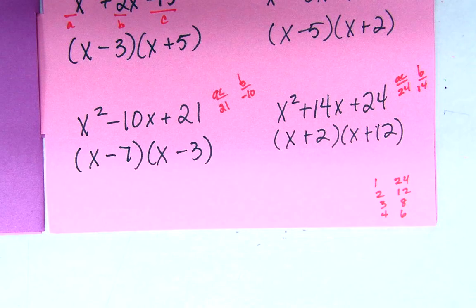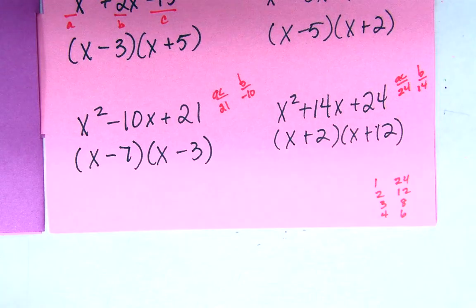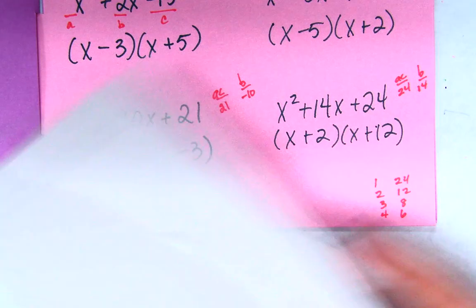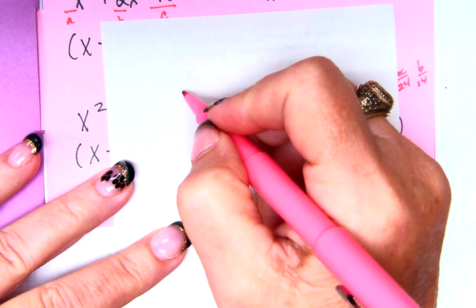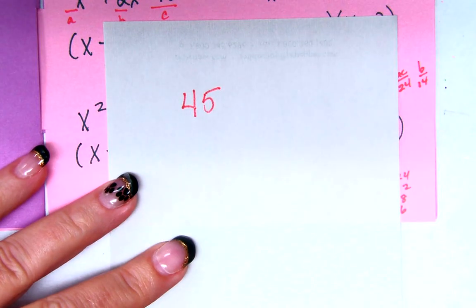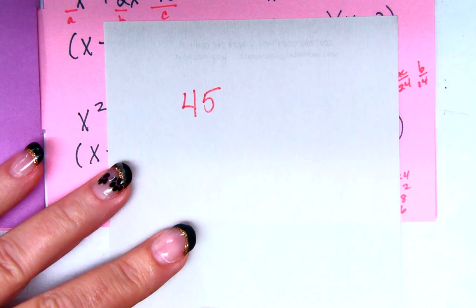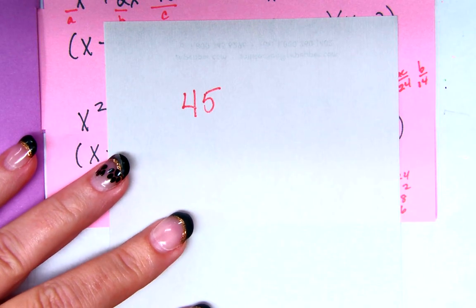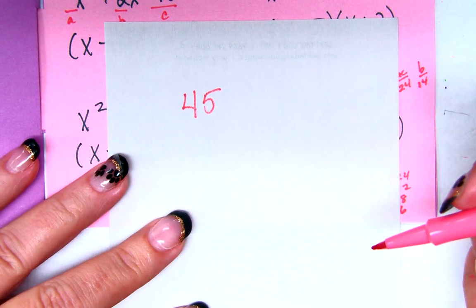So do you know all your multiple rules? Like, how do you tell if a number is divisible by 2? If it's even, right? If it ends in a number divisible by 2, you know that, right? How do you tell if a number is divisible by 3? Is 45 divisible by 3? It is. Do you know how I know that really quickly?